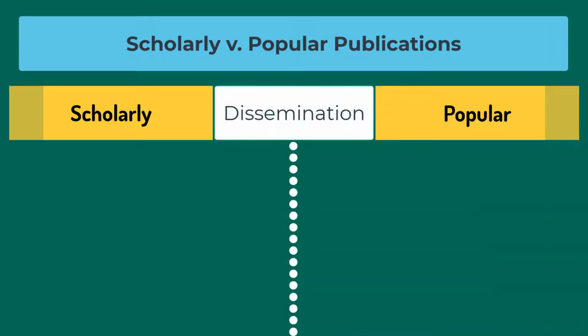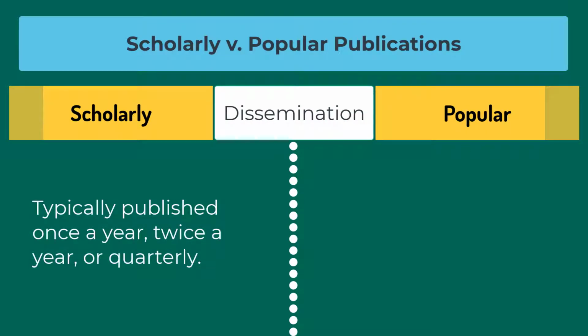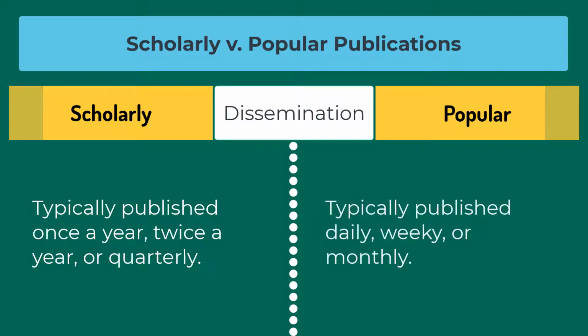Dissemination. Finally, scholarly and popular publications differ in how they're disseminated. Because the peer review process can be lengthy, scholarly publications are published only a few times a year. Many scholarly publications publish on an annual basis only. Because the review process for popular sources is much more basic, these publications appear more frequently. Newspapers are printed daily, while magazines are published weekly or monthly.